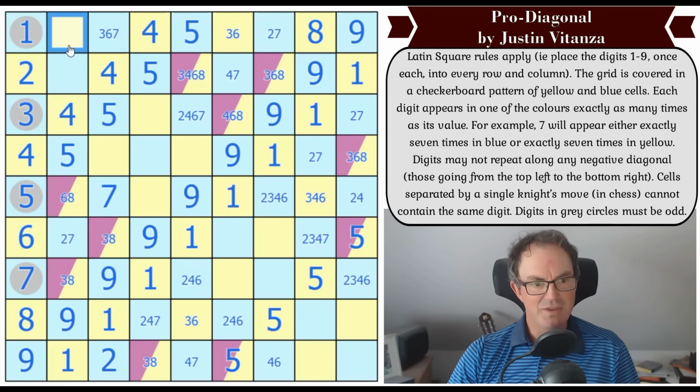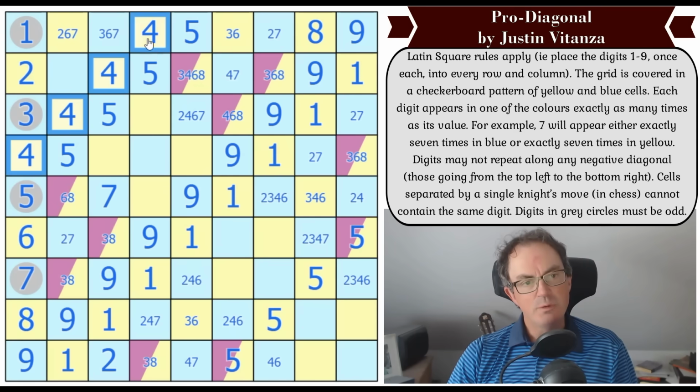Right, what's this digit then? That is 2, 3, 6 or 7. But it's not 3, by the knight's move. So that means... who knows what that means? I don't know. Or can we do more with 4s?